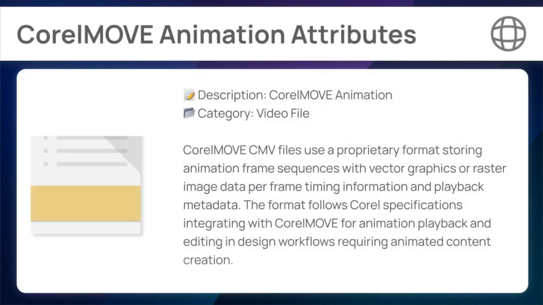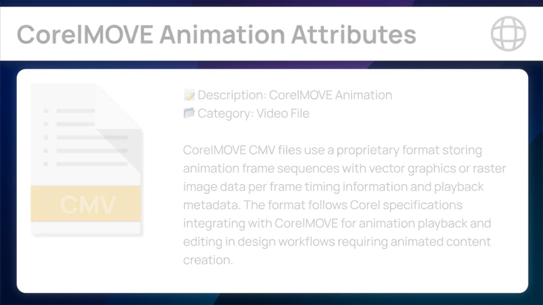CorelMOVE CMV files use a proprietary format, storing animation frame sequences with vector graphics or raster image data per frame, timing information and playback metadata. The format follows Corel specifications integrating with CorelMOVE for animation playback and editing and design workflows requiring animated content creation.